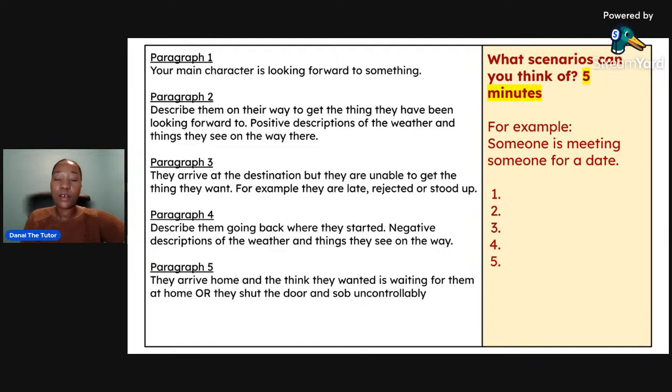Okay, so we're over halfway through. So again, what scenarios can you think of that can fit into that plot line? So you can type it in. You can actually type it in. Make sure you write them down for yourself to keep, but also you can type them in and share.